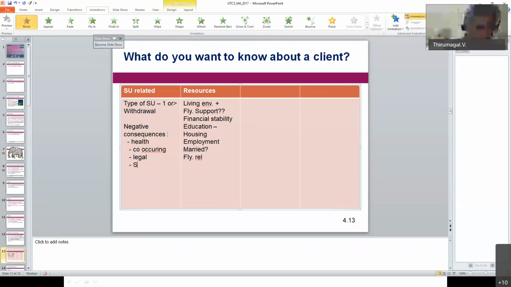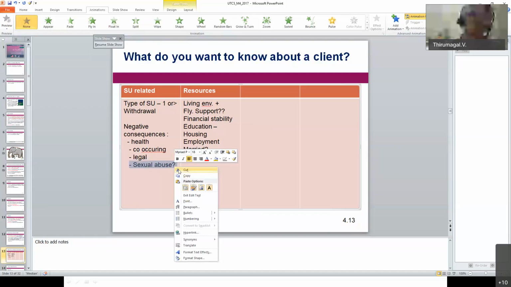You want to know about any kind of sexual abuse, okay? Sexual abuse may not be related to substance use alone. It could be one of the negative things that happened prior to substance use also. Okay, go ahead.